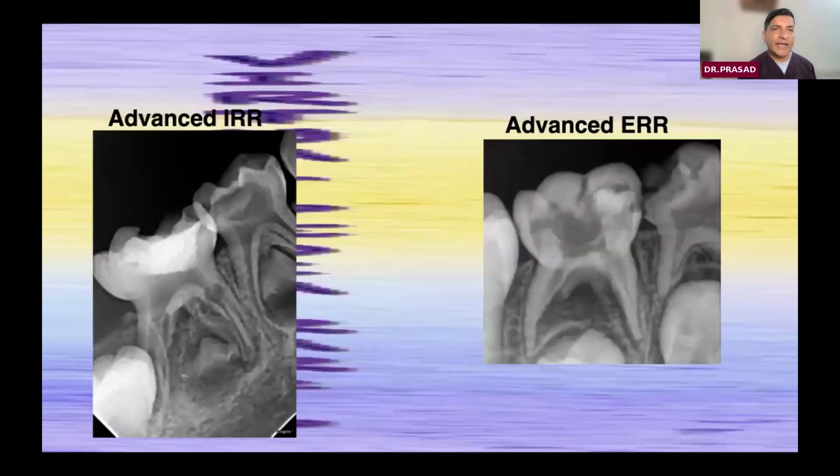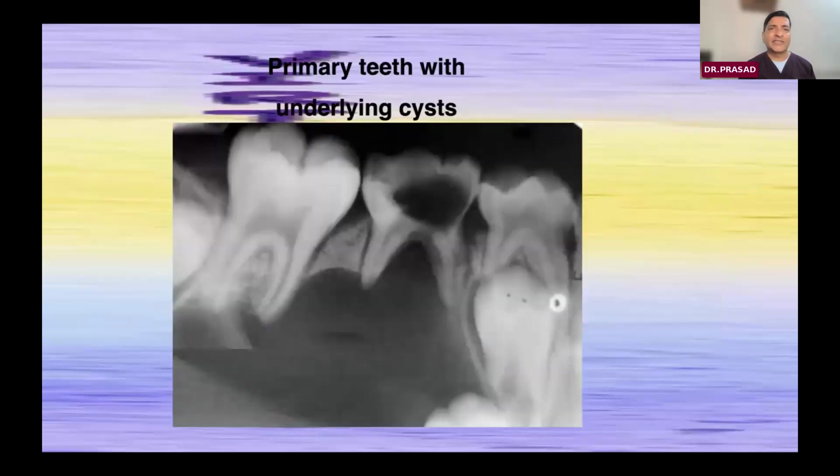The next contraindications are advanced IRR, that is internal root resorption. You can see it is perforating over here, and here also it could be perforating. And also advanced ERR, or external root resorption, where one of the distal roots is resorbed because of the external resorption, that is also secondary to the infection, long-standing chronic infection. And the last contraindication is primary teeth with an underlying cyst.